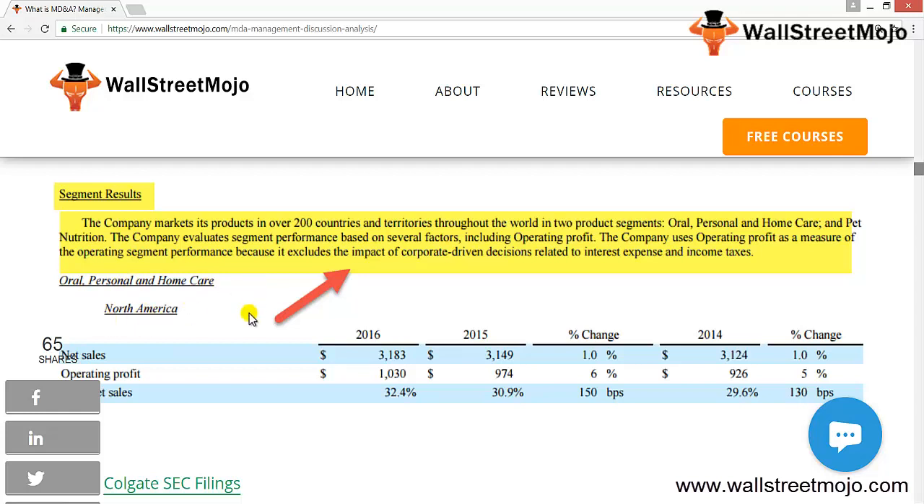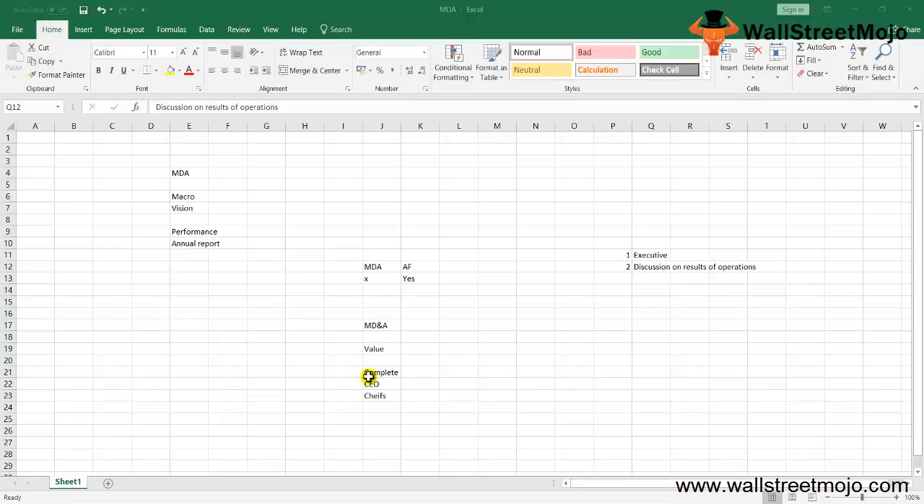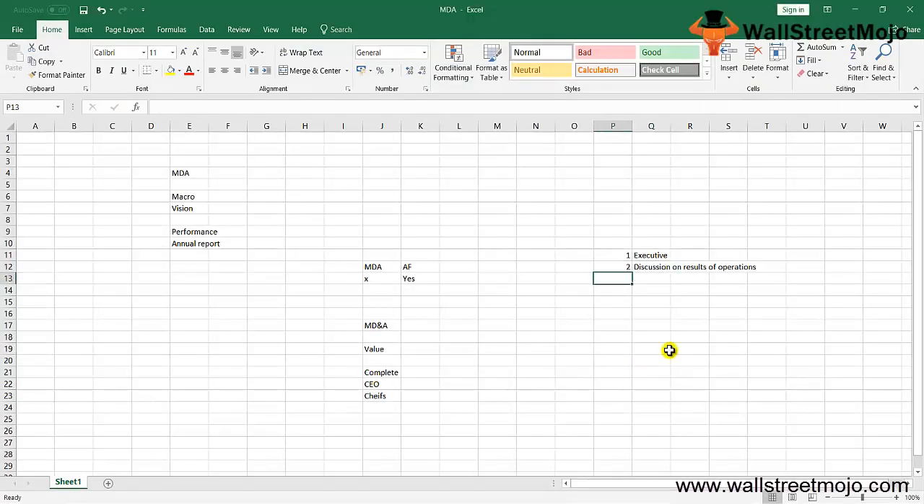The fourth thing that we are going to see over here, let me write over here, the third was what we saw is the segment, that is discussion on the segment results. So I'll just write over here segments. Now the next is the discussion that we are going to do on non-GAAP financial measure. I'll just write over here non-GAAP financial measures.